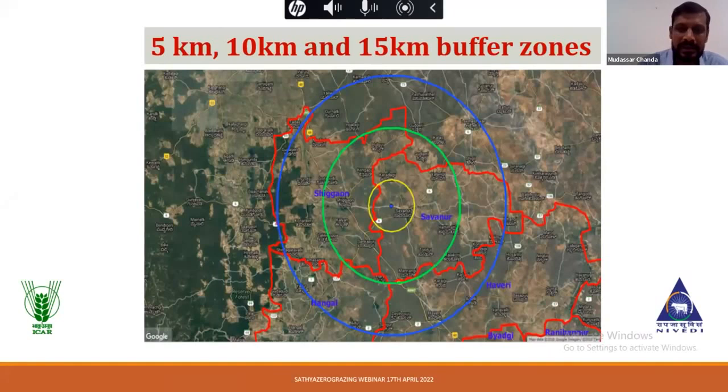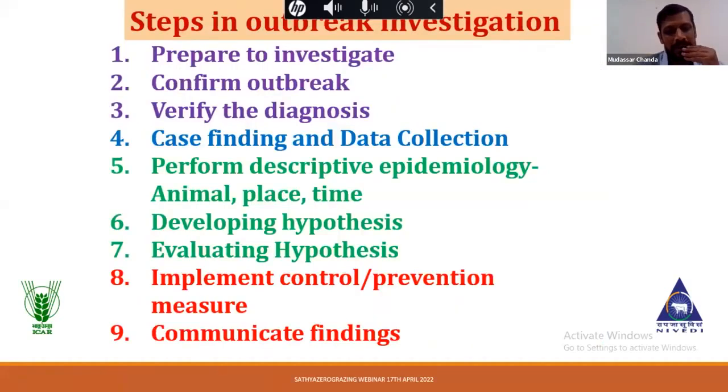Then we contain very systematically in those zones: we can prevent the movement of animals, we can carry out the vaccination, or we can carry out the surveillance. All these factors can be considered when you're making zones in that particular place. So finally, when you have done your investigation, either descriptive study or analytical study, and implemented the control measures, we need to prepare an outbreak investigation report and also communicate your findings to people.